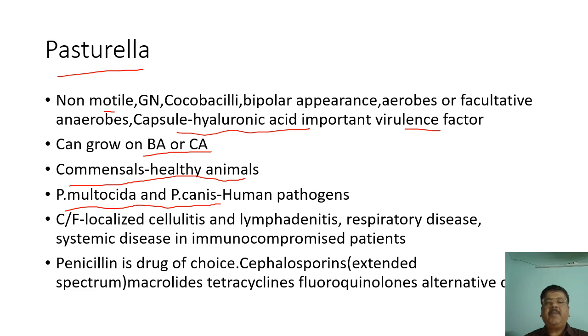And how is the clinical presentation? Localized cellulitis is there, lymphadenitis, and respiratory disease. Sometimes it may present with systemic illness in immunocompromised individuals. Penicillin is the drug of choice, and other drugs which are advised are extended-spectrum cephalosporins, macrolides, tetracyclines, fluoroquinolones. These can be used as alternative drugs.